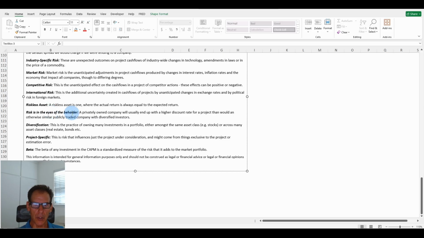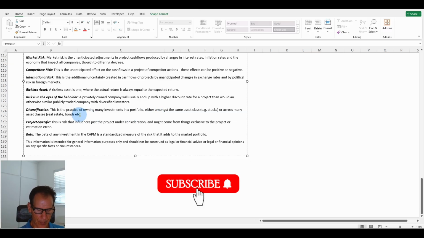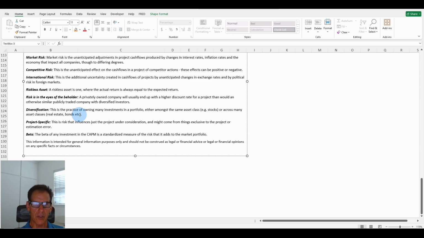A privately owned company will usually end up with a higher discount rate just because they're private. Why? The lack of diversification. I'll explain more. Diversification is the practice of owning many investments in a portfolio, either amongst the same asset class, such as stocks, or many asset classes. Why? You remember that covariance thing I was talking about? Security analysis. Project-specific risk, this is the key here.